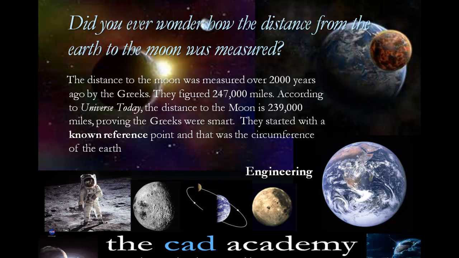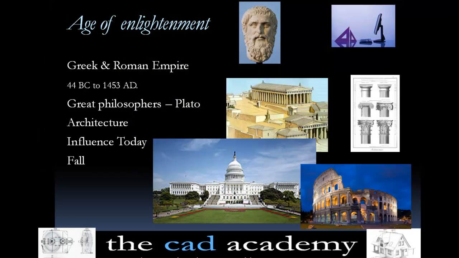And what they did is they started with a known reference point, and that was the circumference of the Earth. They had already figured out, if you know the circumference, you know something is round, and they had also figured out that the Earth was round. This was called the Age of Enlightenment.